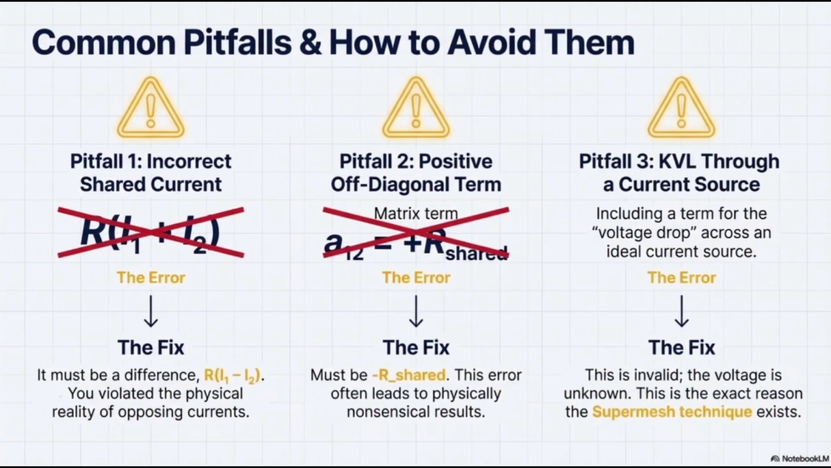So again, be very careful about some of the pitfalls. Pitfall number 1 is the incorrect shared current. All the time, when we are talking about the resistor and the currents that those loops share, the sign should be negative. We don't have any positive sign. So it's R1 times I1 subtracted by I2, I1 subtracted by I3, I2 subtracted by, it could be anything. Remember that. Then we do have the positive diagonal term.